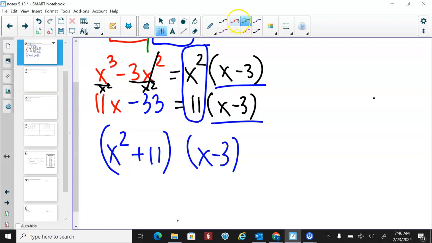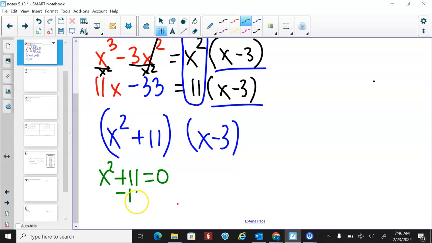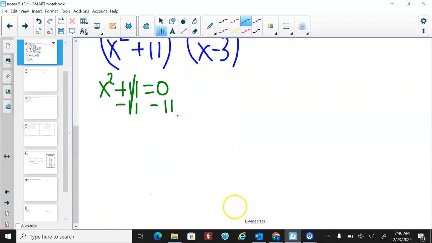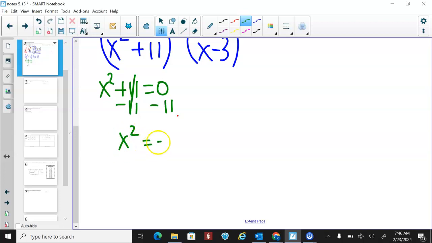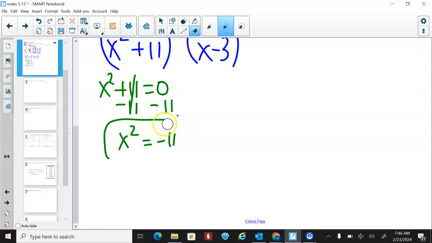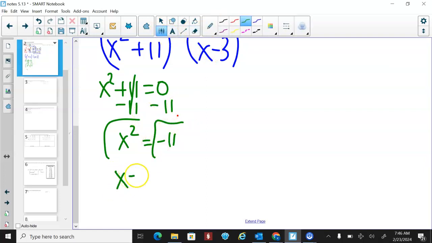Now I'm going to set them equal to 0. So I'm going to set each factor equal to 0 and solve for x. So 11x squared plus 11 equals 0. I'm going to subtract 11 from both sides. X squared will equal negative 11. I'm going to square root both sides. So x will equal plus or minus. There is a negative there, which means that's an i. So that's going to be root 11 i.